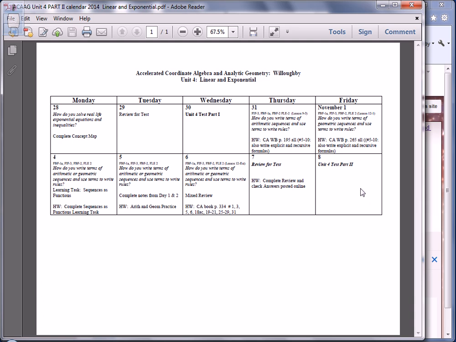So it's a really small unit. There's no quiz, and this will be a smaller point value test. Okay? Any questions on the next 7 days? Because that's all I have. All right.